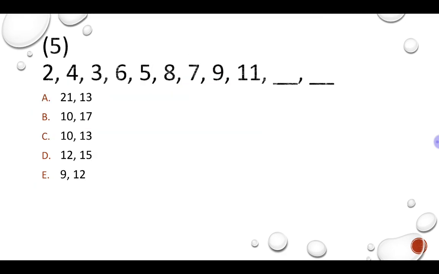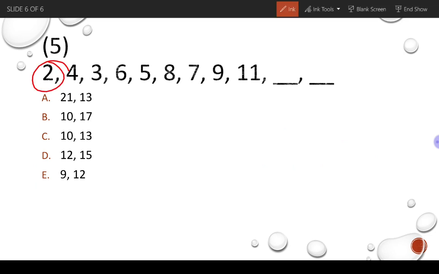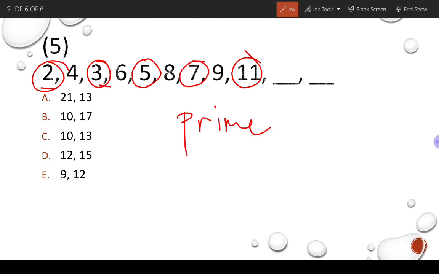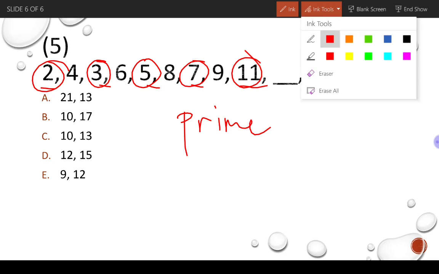Next, we have the last number. We have 2, 4, 3, 6, 5, 8, 7, 9, 11. So, kung mapapansin nyo, we have pattern. We have 2, 3, 5, 7, 11. So, kung mapapansin nyo, pattern siya ng prime numbers. So, ibig sabihin, we have 2, 3, 5, 7, 11. So, ang susunod dito, we have 13.